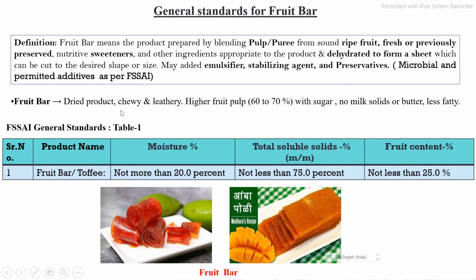The general standards required for the fruit bar: the moisture content must be not more than 20% of the final product. That means moisture must be controlled by a proper dehydration process. Then the final TSS requirement is not less than 75% of the product, and the fruit content requirement is not less than 25%. These are the general guidelines regarding the fruit bar.